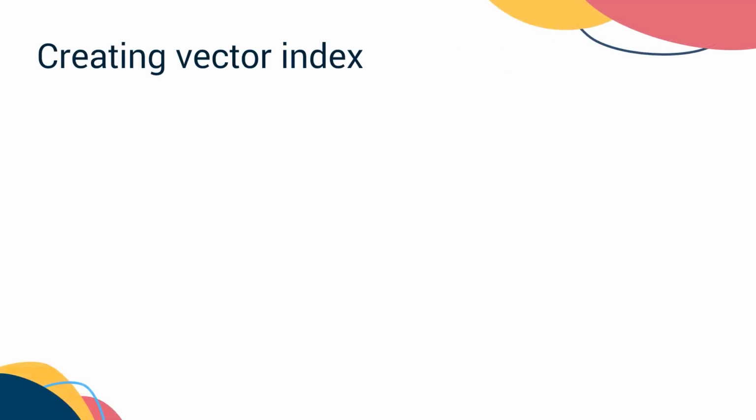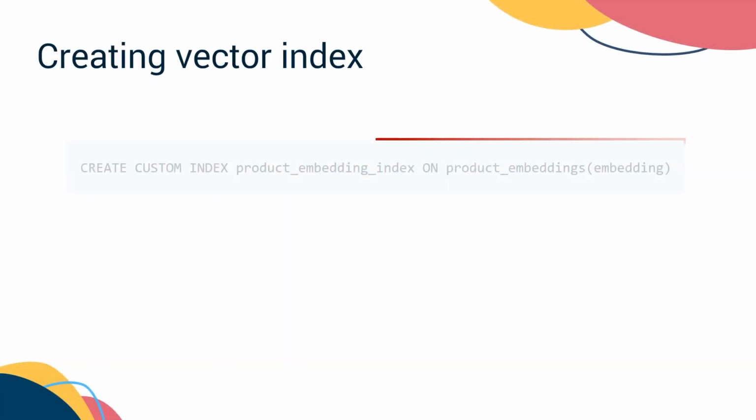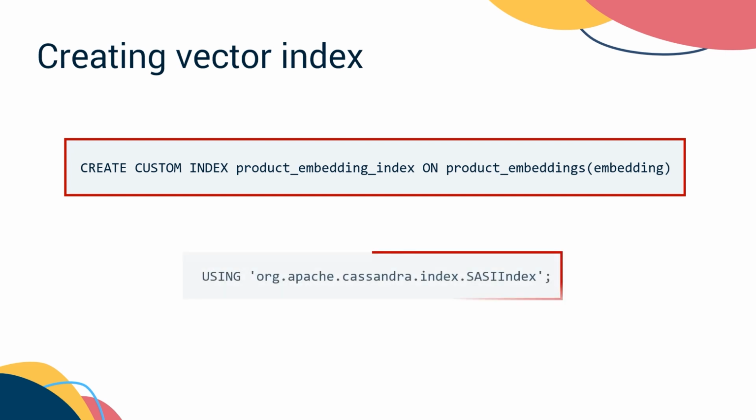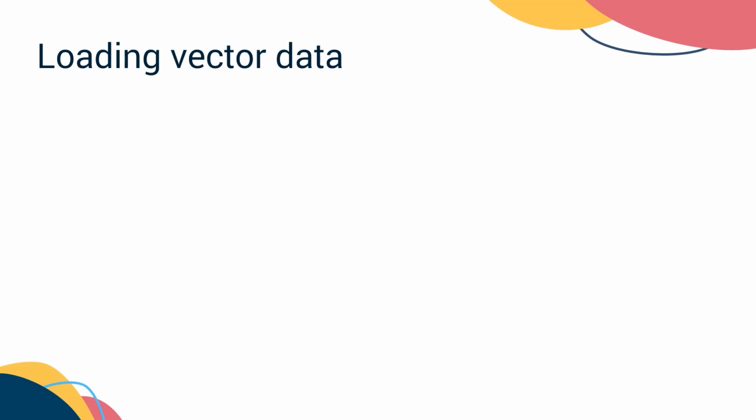The next step includes creating a vector index. This code defines an index named Product Embedding Index on the Embedding column of the Product Embeddings table. After defining the index, the Storage Attached Secondary Index, or SAI, from Cassandra's Storage Attached Indexing framework, handles the vector similarity searches.